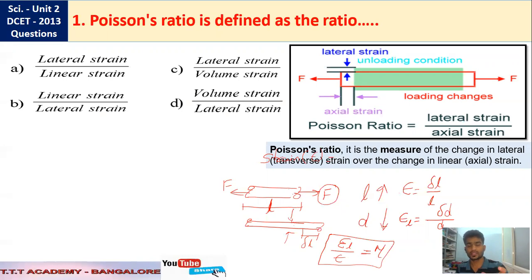Here there are different values for different materials. Its value usually starts from 0 to 0.5. The Poisson's ratio does not have any unit. It is a ratio of strain, so it does not have any units. It's a unitless quantity. So, dear students, we can now conclude that Poisson's ratio is defined as the ratio of lateral strain by linear strain. That means lateral strain divided by linear strain. Therefore, for this question, option A is the right one.